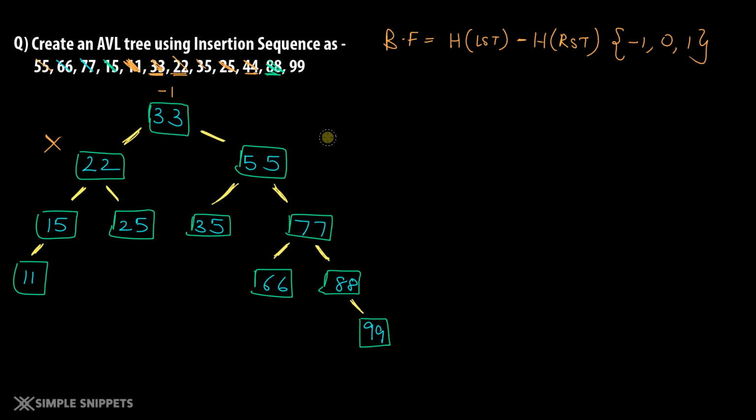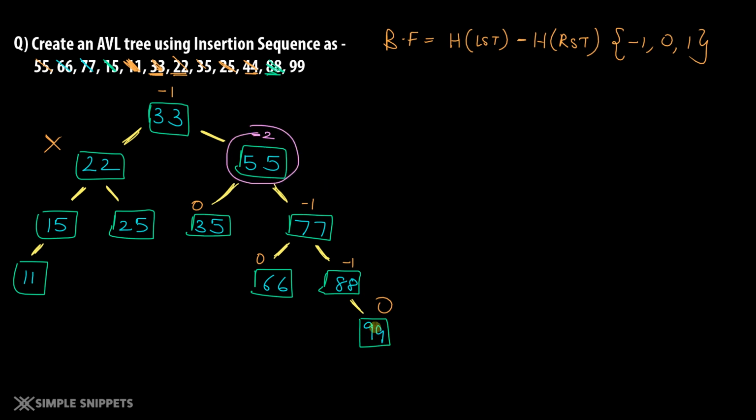So this is where the imbalance has happened. Let me write minus 2. What about 35? It's going to be 0. What about 77? It's going to be minus 1. This is 0. This is going to be minus 1. This is 0. Okay. So imbalance has happened at this node. This is the critical node.